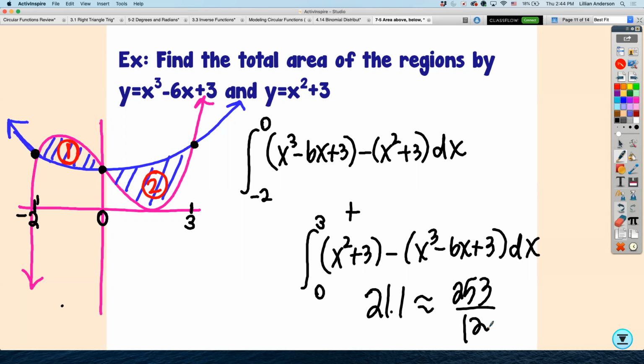Be careful, okay? Because this can get tricky, especially if you're given maybe one curve or maybe two curves and where that shaded region is. So just be careful to make sure you identify those regions correctly, especially if they're split.